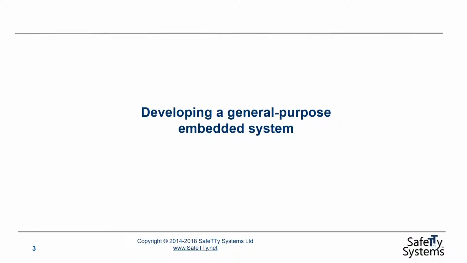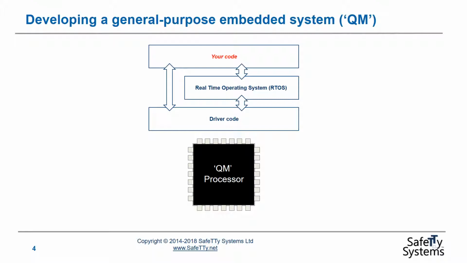So let's begin by considering how we can develop a general purpose embedded system. This is a typical approach that many organizations follow. They have a standard off-the-shelf processor, a QM processor, quality managed processor. They have some driver code, they have perhaps a real-time operating system, and then there's code that's developed by your organization on top of this platform. I'm assuming that if you're watching this video, you have some familiarity with the process of developing such a general purpose embedded system.